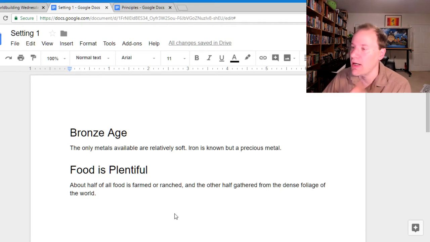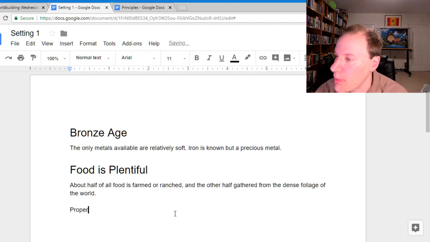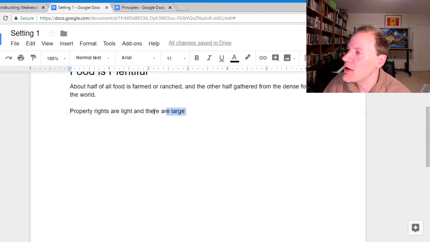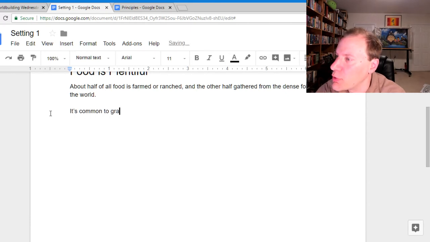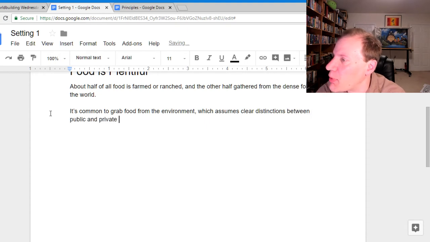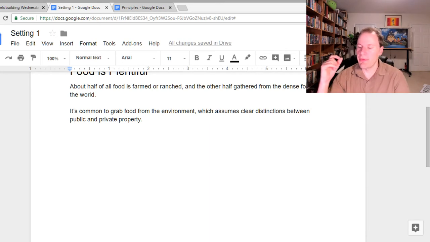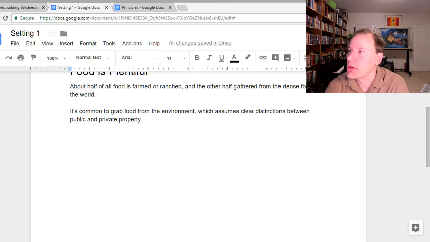This thus means that property rights are, how do we put this? Light, and there are, well, maybe not. I want to say, so it's common to grab food from the environment, which assumes clear distinctions between public and private property, right? So then the question becomes, if I have a pumpkin patch, do we assume that anyone can grab food off of there anytime they want? Or do I control that very, very strongly?